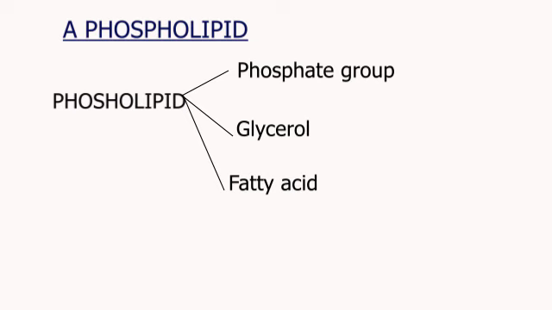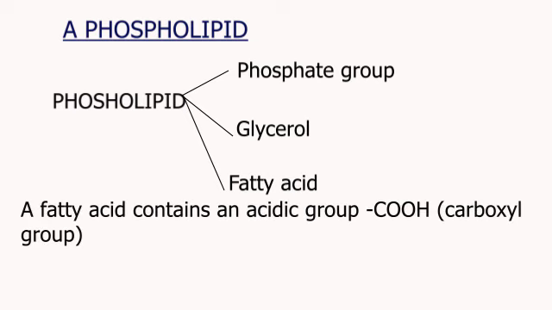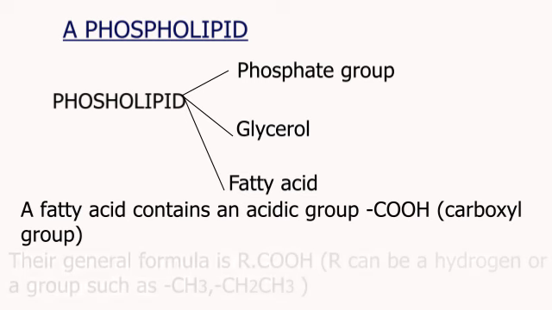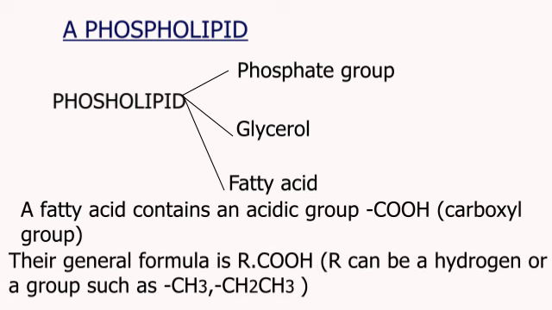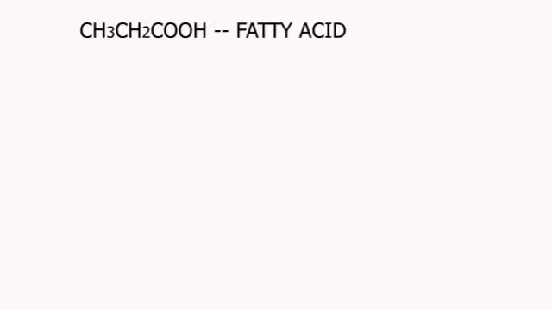A phospholipid is made up of a phosphate, glycerol, and fatty acids, which, obviously from the name, contain an acidic group, that's a carboxyl group. Now, if you're doing chemistry, this must not be very difficult for you, but even if you're not, I'll make sure you get the point. So back to the fatty acid, the general formula is that, and the R in that stands for a hydrogen or a group such as a methyl group or an ethyl group. Now, this is a fatty acid in biology, but for those doing chemistry, this is just ethanoic acid.